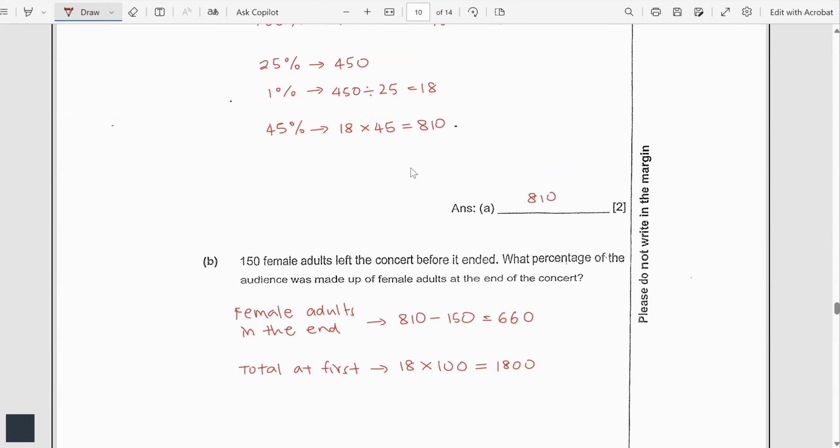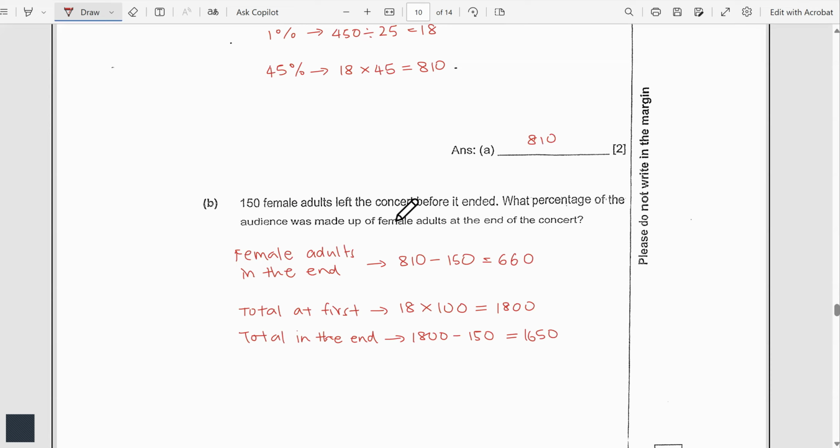Okay, the total will change because 150 female adults left. So the total in the end is 1800 minus 150, 1650. So since I want to find the percentage, I take the number of female adults in the end over the total in the end, then times 100%. Okay, I'll end up with 40%.